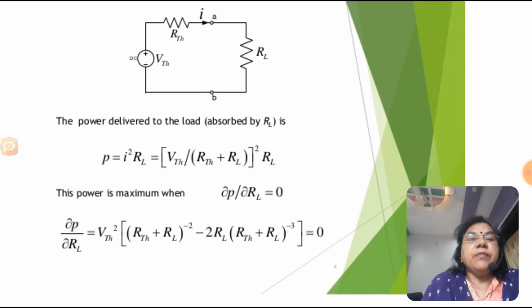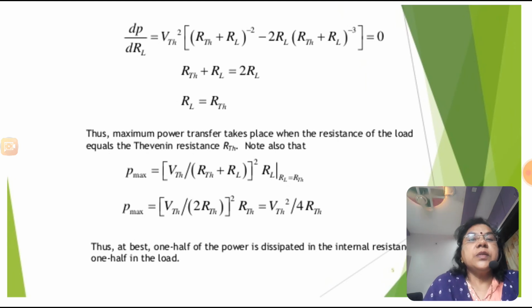So, if I differentiate both the sides, what will we get? Delta P upon delta RL is equal to delta V square upon delta RL, into RL upon (RL plus RTH) square, which is equal to 0. Now differentiating the terms, we will write this as the next step. Now we will equate it to 0.